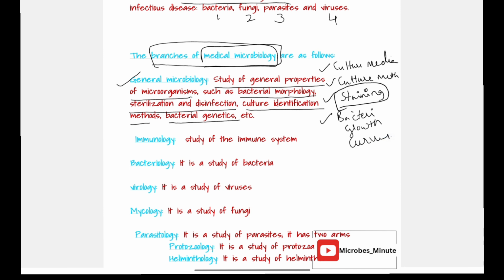It is a study of general properties of microorganisms such as bacterial morphology, sterilization and disinfection, culture identification methods, and bacterial genetics. Now coming to immunology, where we are able to study the human immune system, and some of the molecular methods such as ELISA. Next we'll be learning some rapid tests and agglutination tests in this immunology.